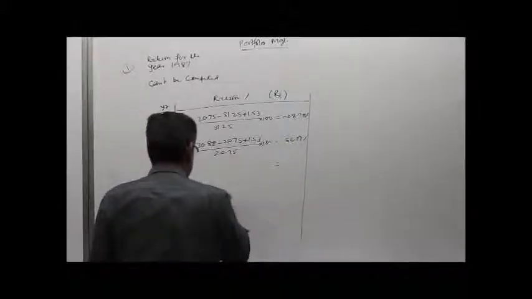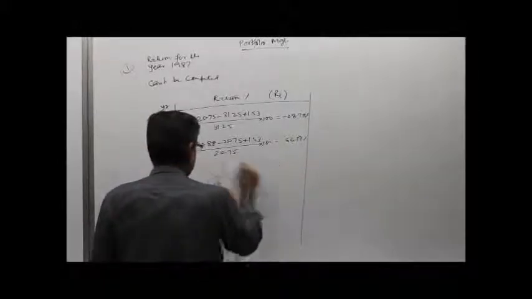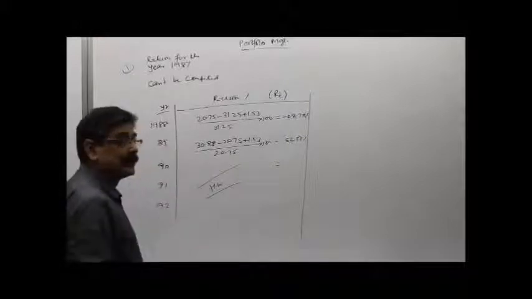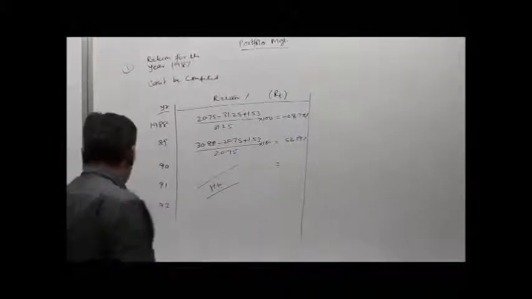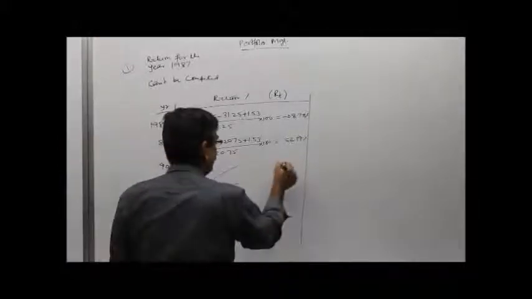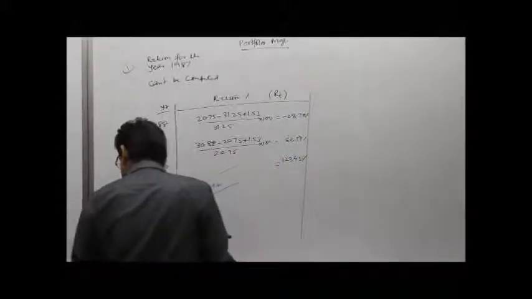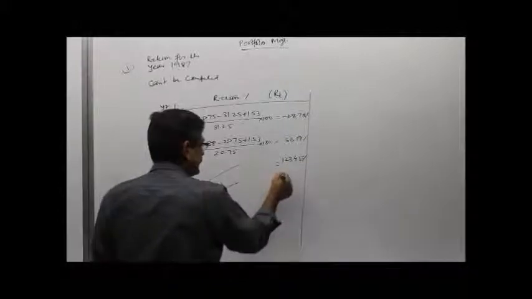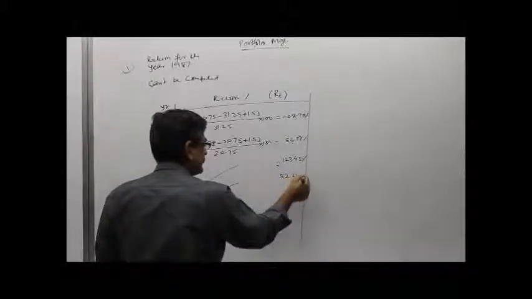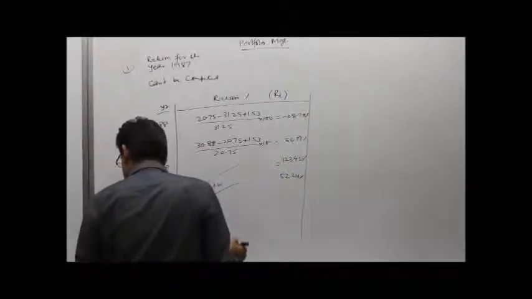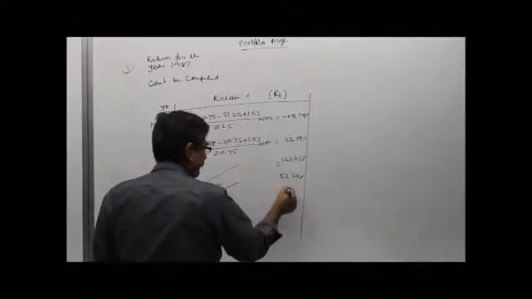Proceeding exactly the same way, we can find out the return for the third year, which of course is part of your homework. It is simply mechanical work, which I am skipping so that we can concentrate more on the concept part of it. The returns are 123.45%, then 52.24%, and then 57%.